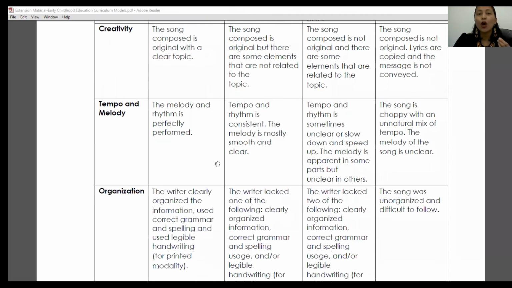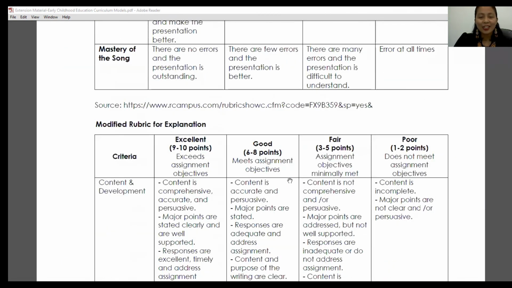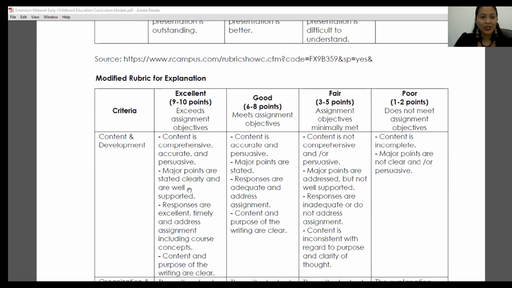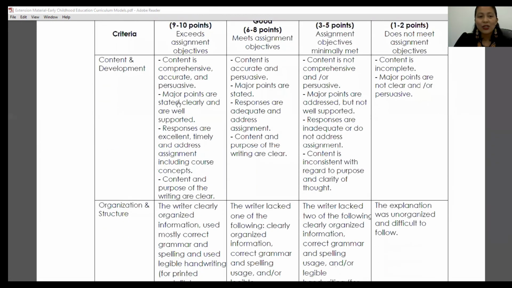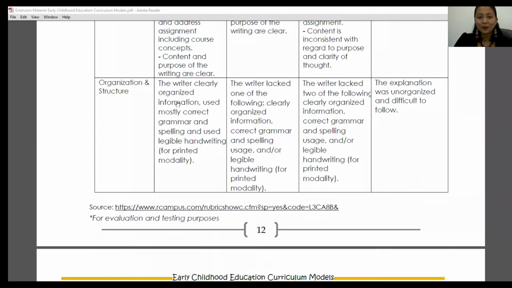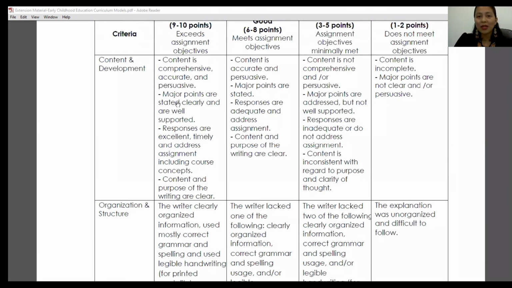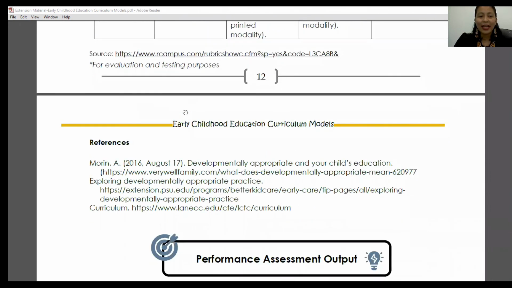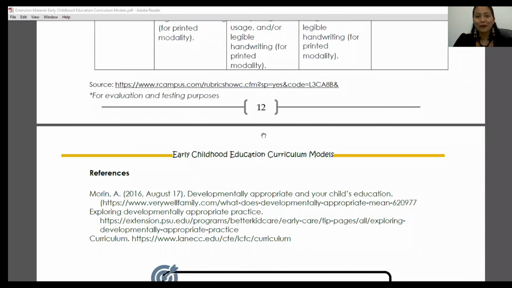And if you have questions, you are always welcome to post these in our Q&A section in our Facebook group so that I can entertain them and provide answers. And this will be also the rubric for the explanation. So kindly read these. This is how you will be rated in your explanation. All right, and these are the references.